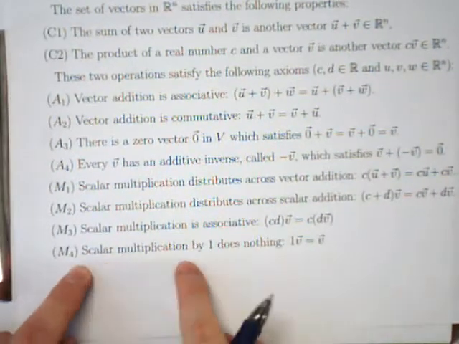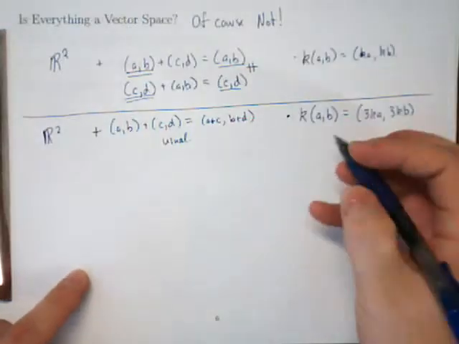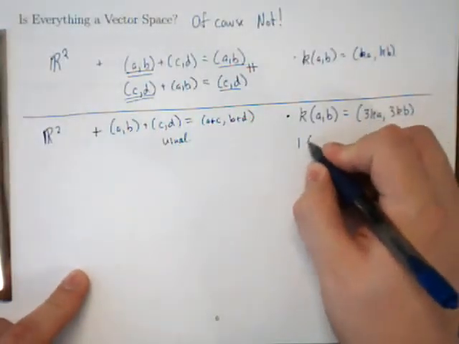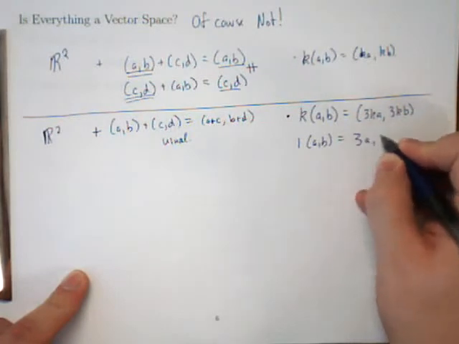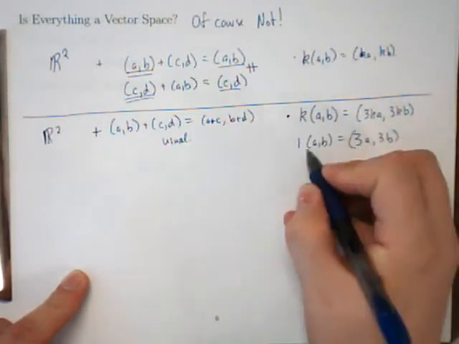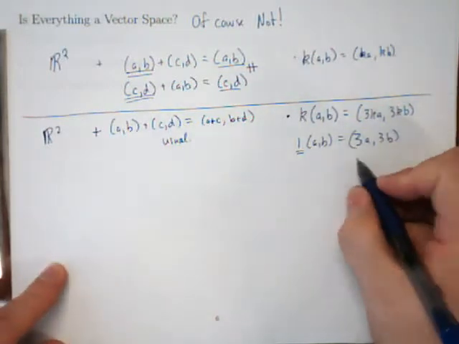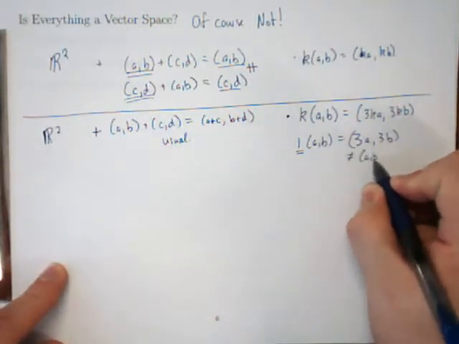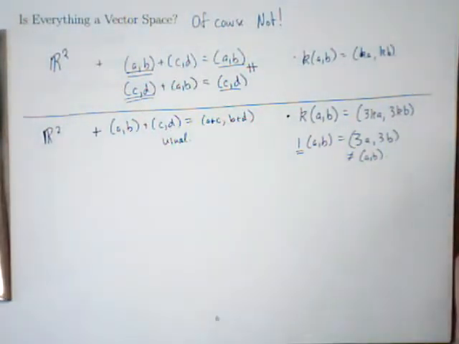I'm actually just going to look here at the axiom that scalar multiplication by 1 does nothing. Well, if I multiply by 1, that says I should do (3A, 3B). Did scalar multiplication by 1 do nothing? No, it changed. This is not (A, B). So again, we have something that is not a vector space. Is every set a vector space?